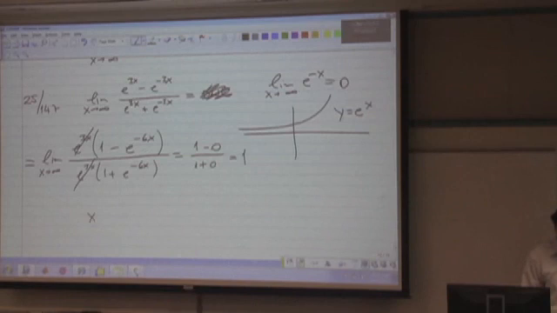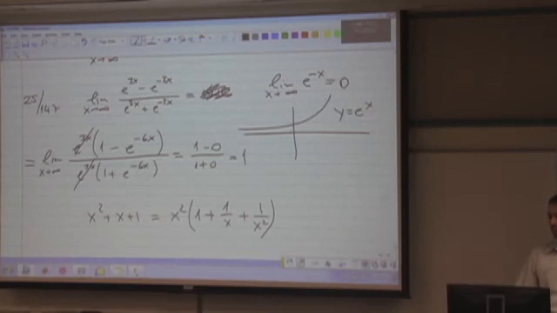Let's say I have x squared plus x plus 1. I factor out an x squared. What am I left with? 1 plus 1 over x plus 1 over x squared. Right? That's what we've done before. But that just means that it's x squared times 1 plus x to the minus 1 plus x to the minus 2. Right? Yes? Laws of exponents.